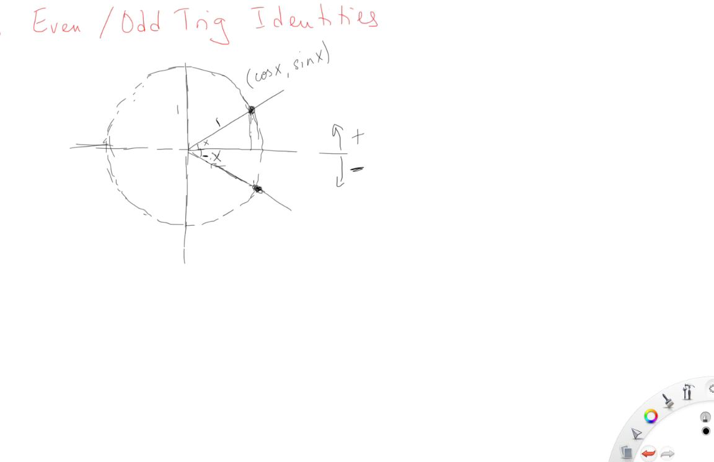And I can do exactly the same over here. I can find the points on the circle the same way, sine and cosine, and I know that what I'm gonna get is here cosine of negative x, and this is gonna be sine of negative x.